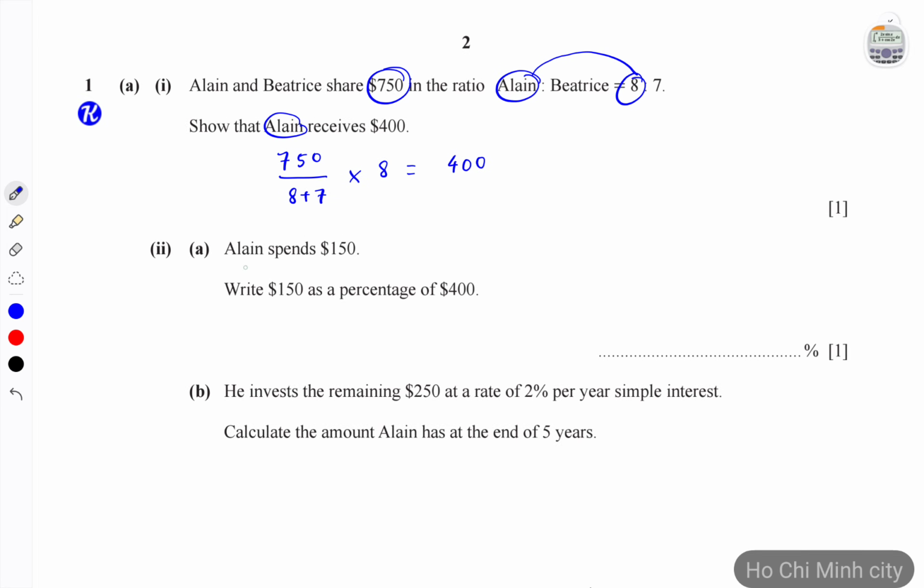The next one, Elaine spends $150. Write $150 as a percentage of $400. So simply use the division method, 150 divided by 400. And we have the answer, 0.375. And that can be rewritten as 37.5%.